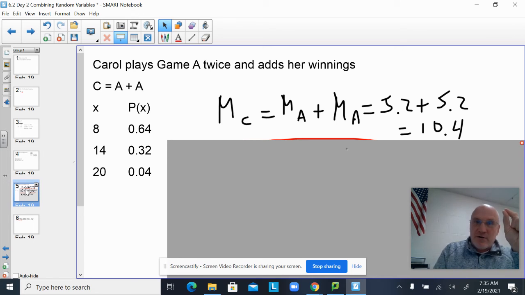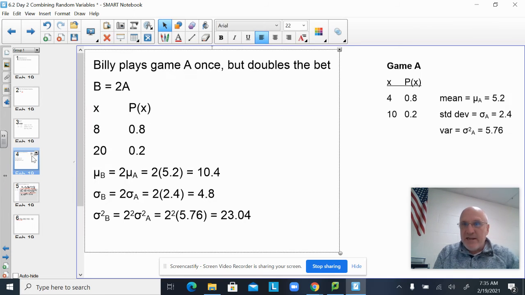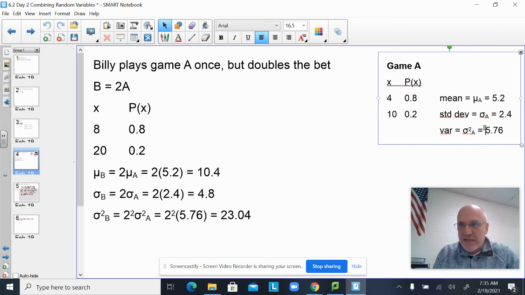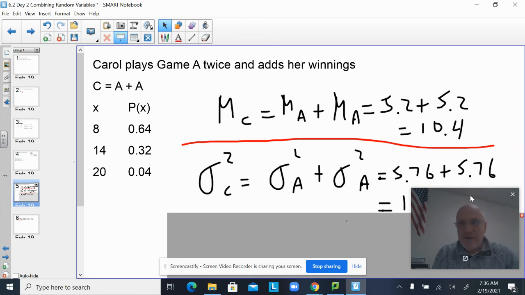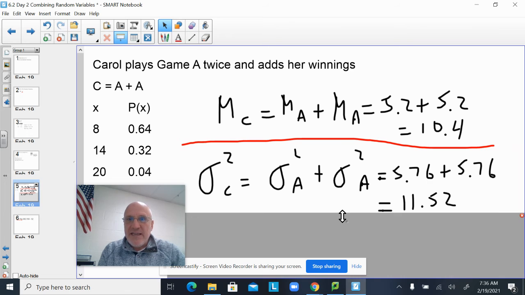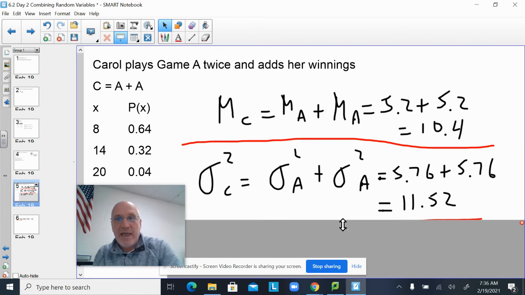So I think it should make sense that the standard deviation of this should be a little smaller. But again, the rule here, since this is A plus A, remember the variances add when you add 2 random variables. And my variance for game A is over here. It was 5.76. That was the variance of game A. So when I do A plus A, the variance of C, and notice you have to calculate the variance first before you calculate the standard deviation, the variance of C is the variance of A plus the variance of A. And there's that 5.76 plus 5.76, which is 11.52. That's the variance of game C.